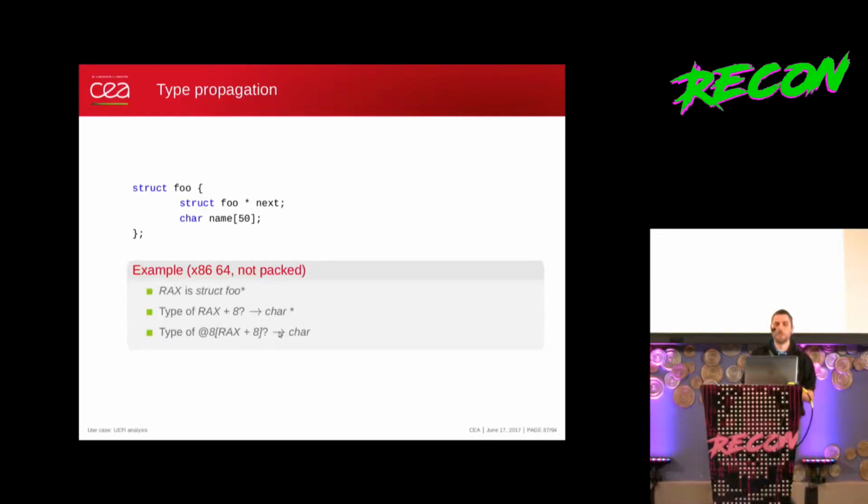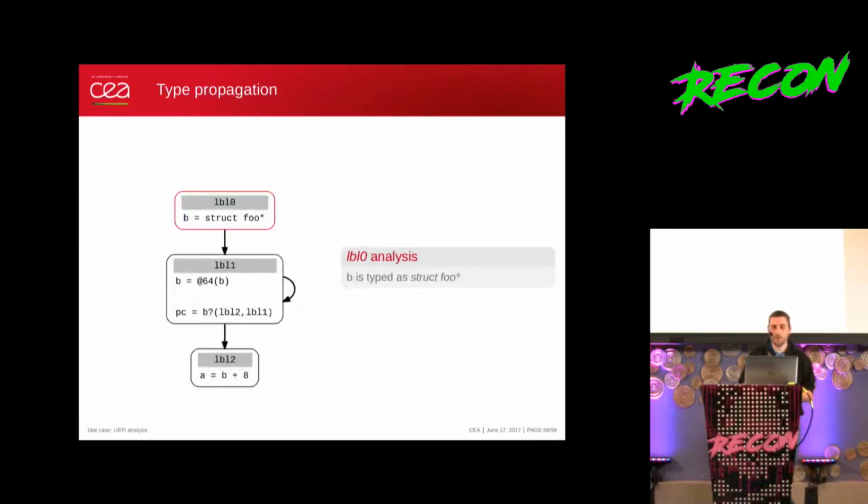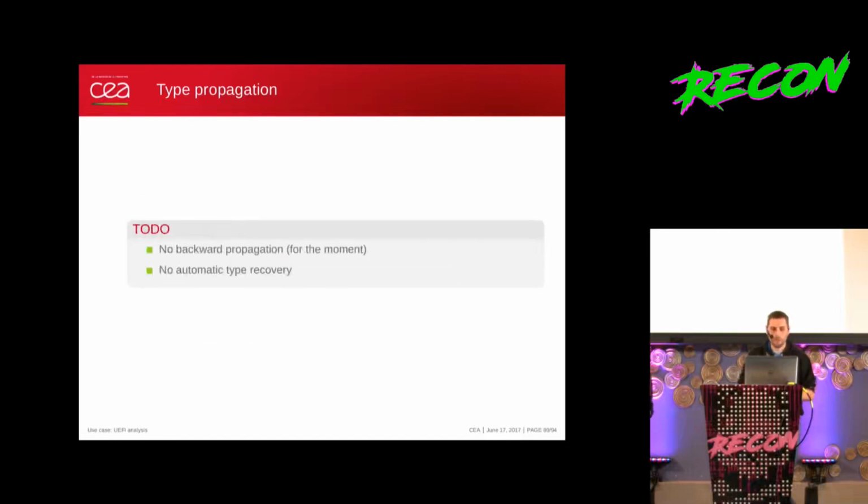So now that we have this basic stuff, we can inject it in an engine that will do fixed point research and so propagate types in a binary. I won't explain the algorithm because I think we don't have much time. So here is the demonstration.